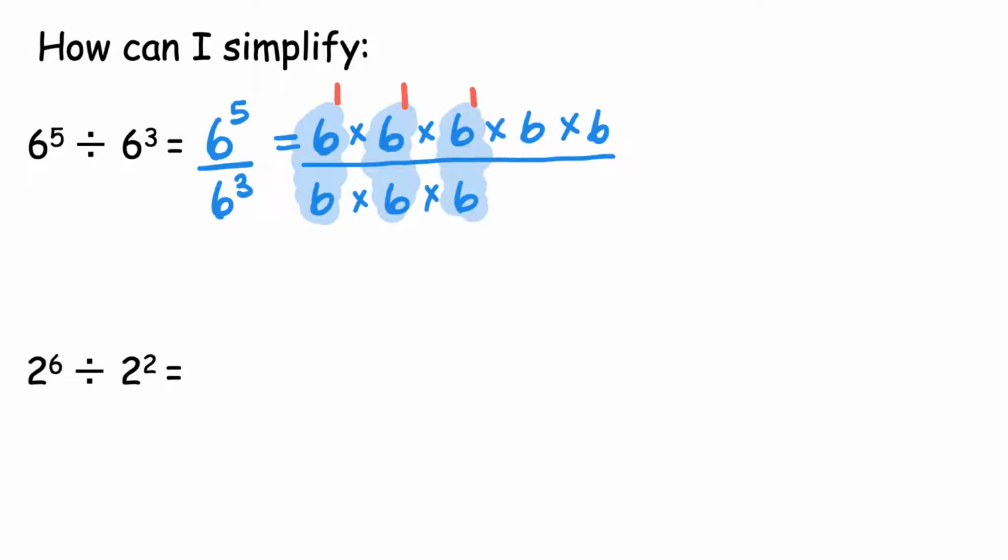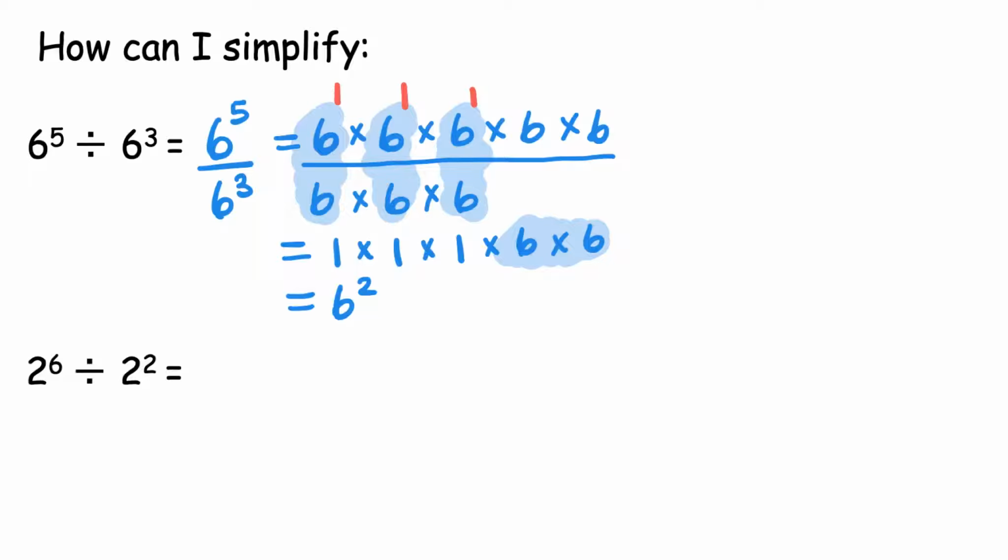So if we look at this expression now, what we're left with is 1 times 1 times 1, and then times 6 times 6. So remember that anything times 1 is just itself, so really we're just left with 6 times 6. But if we're using exponents to simplify, we have 6 squared. So we can do the exact same thing for the second one here.